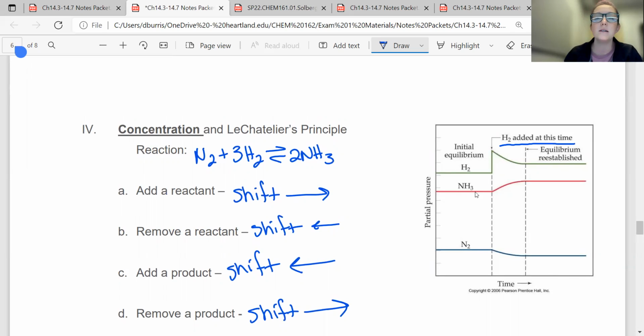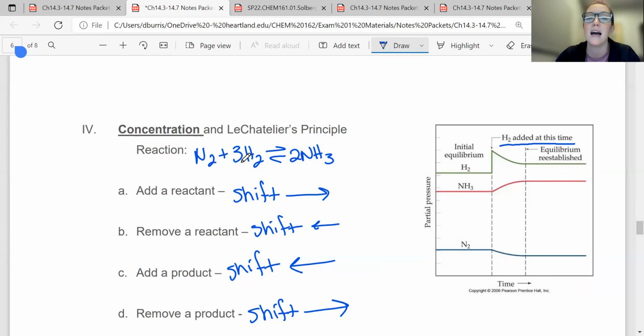I added in H2, so that's like adding in a reactant. You can see there's a spike there because I added it in. And then over time, after I stressed it, the H2 concentration goes down, the N2 concentration goes down, and the NH3 concentration goes up. So that would mean that I'm making more NH3 and using up the N2 and H2.